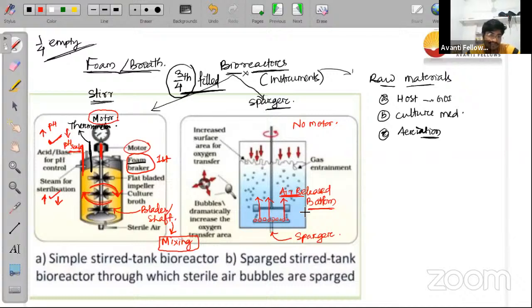And this is how the sparger type functions. The only difference between sparger type and stir type is that in stir type there will be a motor regulating the mixing. But in sparger type, the sparger will release air from the bottom side, and this released air will help in mixing and aeration of the raw material. Okay. Is that clear to everyone? समझ आया बात?